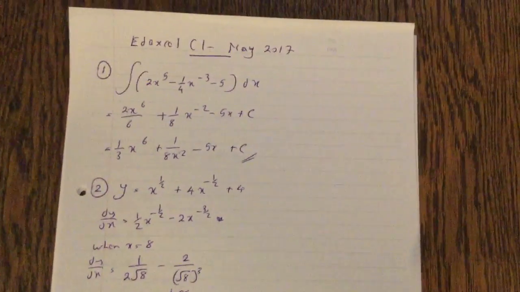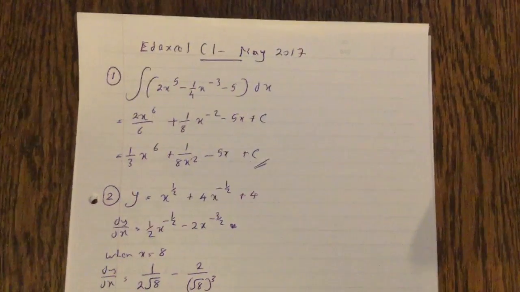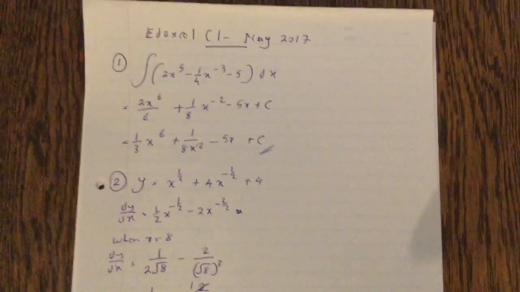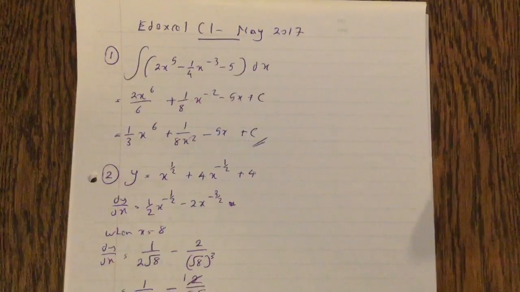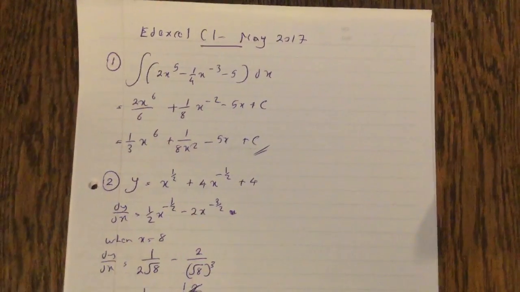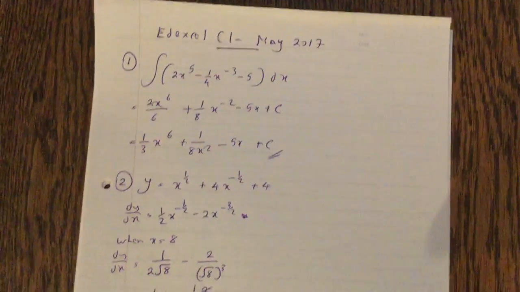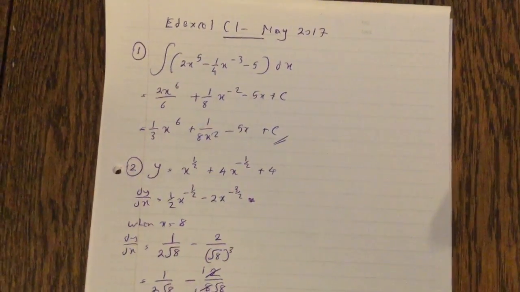Okay guys, these are the solutions for today's paper, 17th of May 2017, Edexcel C1. So the first question is the integral of 2x to the 5 minus 1 over 4x to the minus 3 minus 5 dx, and when you integrate it you get 1/3 x to the 6 plus 1 over 8x squared minus 5x plus c.